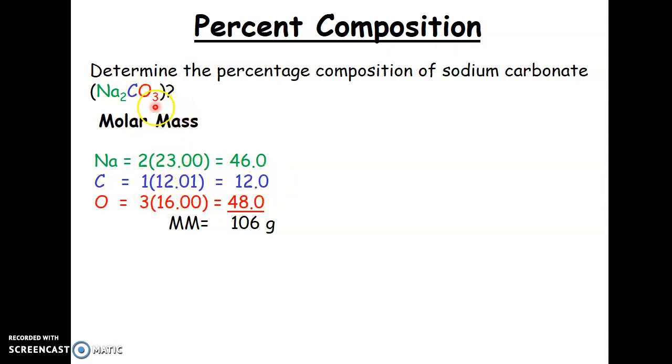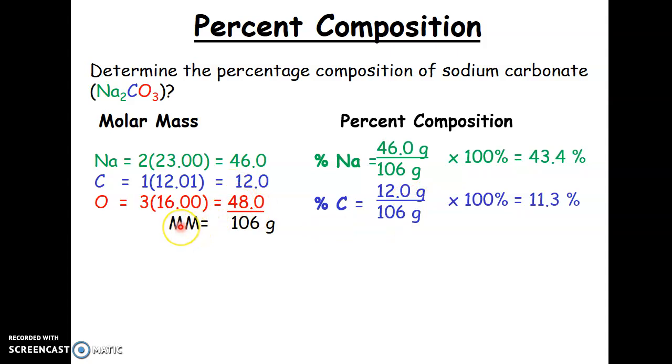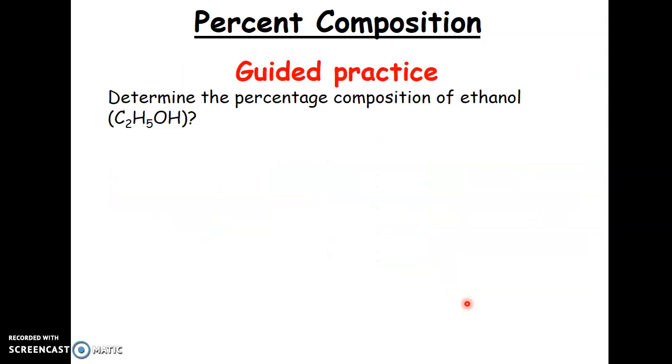Oxygen is 16, but we have 3 of oxygen. That will be 3 times 16, 48. The total will be 106. So, do not take them one by one. 46 over 106 times 100 will give us 43.4. Carbon is 12 over 106 times 100, which will give us 11.3. Oxygen will be 48 over 106 times 100, which will give us 45.3.